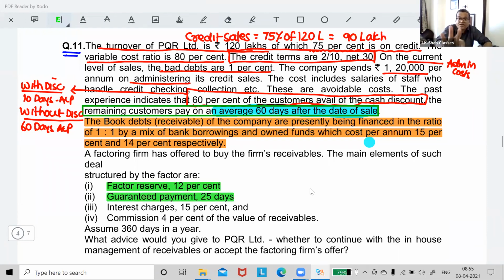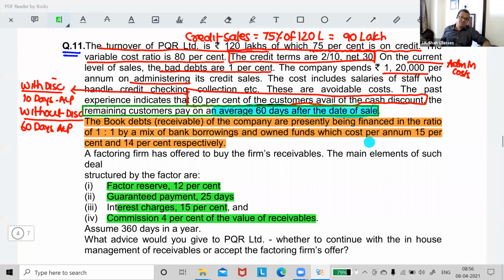Please read this carefully. Guaranteed payment 25 days. He says, forget your discount, no discount. I will collect from debtors in how many days? I will simply collect from the debtors in 25 days. His side is clear. Interest charges will be 15%. Interest on advance. So I hope you understand. This is service 2 now. And commission is 4%. Okay. Fine. Assume 360 days a year.